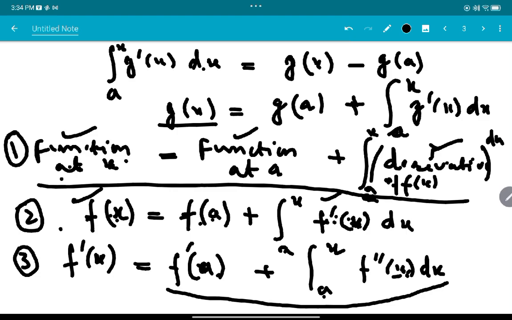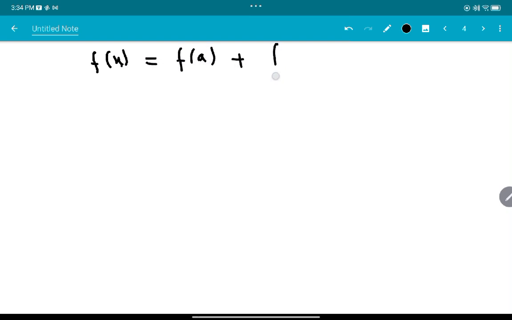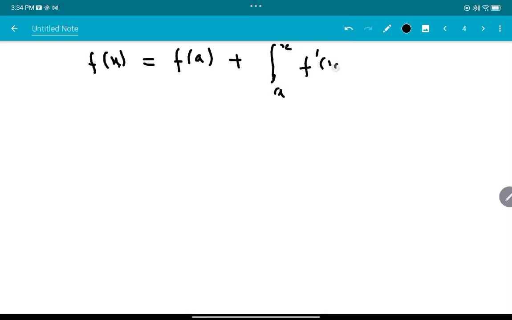So I will write the fundamental theorem of calculus first on this equation. Instead of this, let me first write this: f x is equal to f a, this is the fundamental theorem of calculus, plus integral a to x f dash x dx. This was our equation 2.